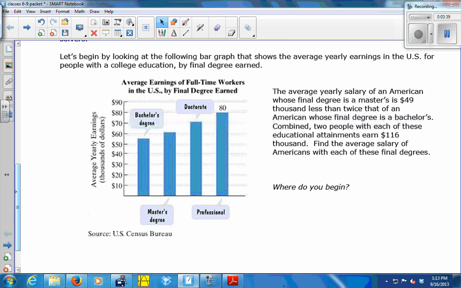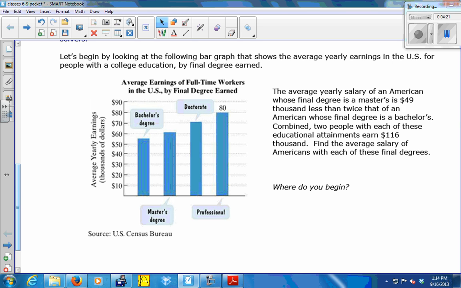All right, so here we have a bar graph that shows the average yearly earnings in the US for people with a college education by final degree earned. Okay, so we've got bachelor's degree, master's degree, doctorate, and a higher professional degree. All right, so the average salary of an American whose final degree is a master's degree is $49,000 less than twice that of an American whose final degree is a bachelor's degree. Combined, two people with each of these educational attainments earn $116,000. Find the average salary of Americans with each of these final degrees.